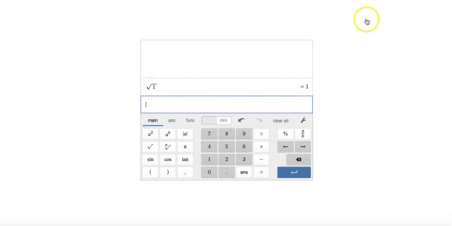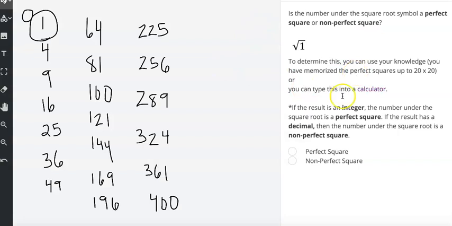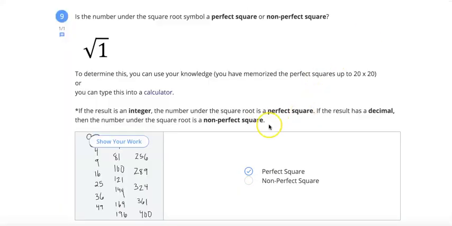And I'll show you what it looks like when it's a non-perfect square. Let's just keep going and looking at the other examples, and this will make more and more sense. So the number 1 is a perfect square, because 1 times 1 gives you 1. An integer multiplied by itself gives you a perfect square.